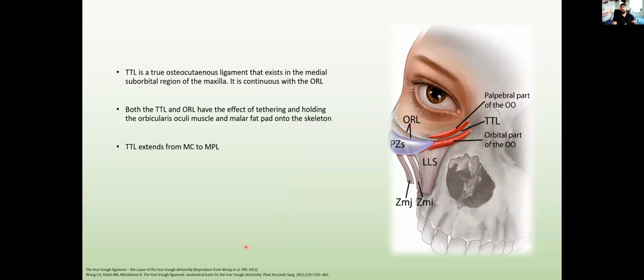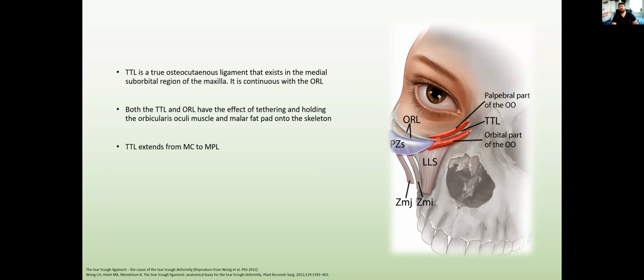So just moving on and still talking about the topic of ligaments. As I said, there is a lot of conflicting information in the literature as to what the ligaments are, their origins, and so forth. However, I felt this was a very nice diagram from a paper that was done by Wong et al. in 2012.